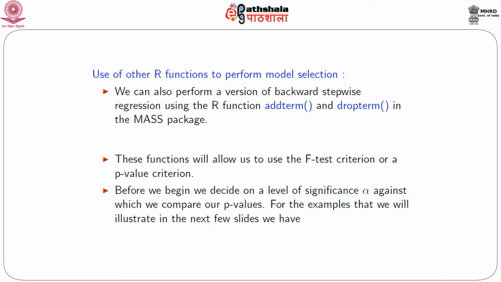The use of R functions to perform model selection. Here we will talk about two other functions in R that we can use to select significant variables for a regression model. We can perform a version of backward stepwise regression using the R functions addterm and dropterm, which are in the package MASS. These functions will allow us to use the F-test criteria or a p-value criteria. Before we begin, we decide on a level of significance alpha against which we compare our p-values. For the examples that we will illustrate in the next few slides, we have alpha equals 0.05.